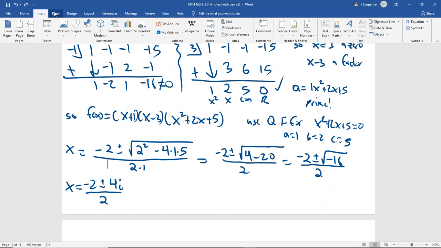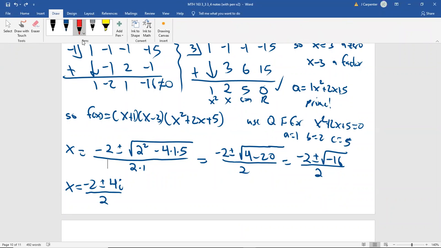So we can take 2 into all of these. 2 would go into negative 2, negative 1 times. 2 would go into 4, 2 times. And then a 2 in the bottom 1 time. But I don't like leaving that there. You can leave it in your notes, I just don't like leaving it in mine. So that becomes negative 1 plus or minus 2i. We don't need a 1 in the bottom, we don't need to write over 1.